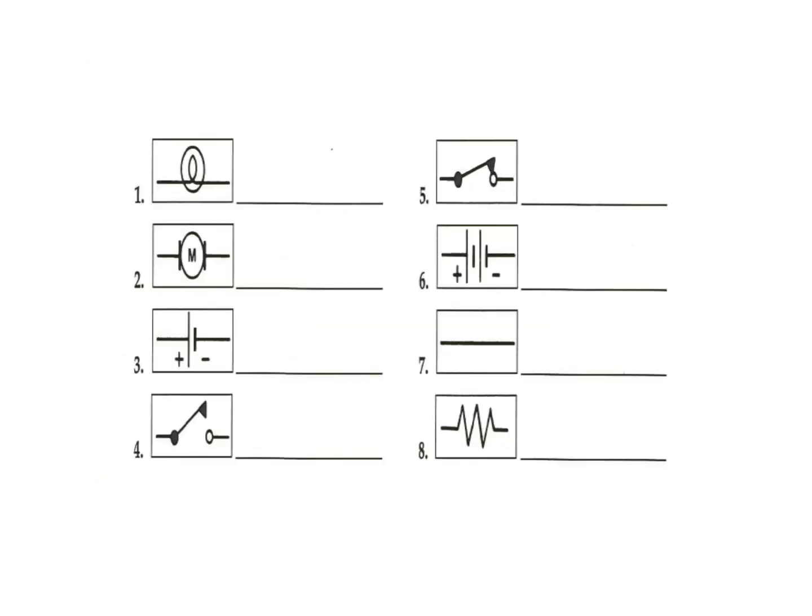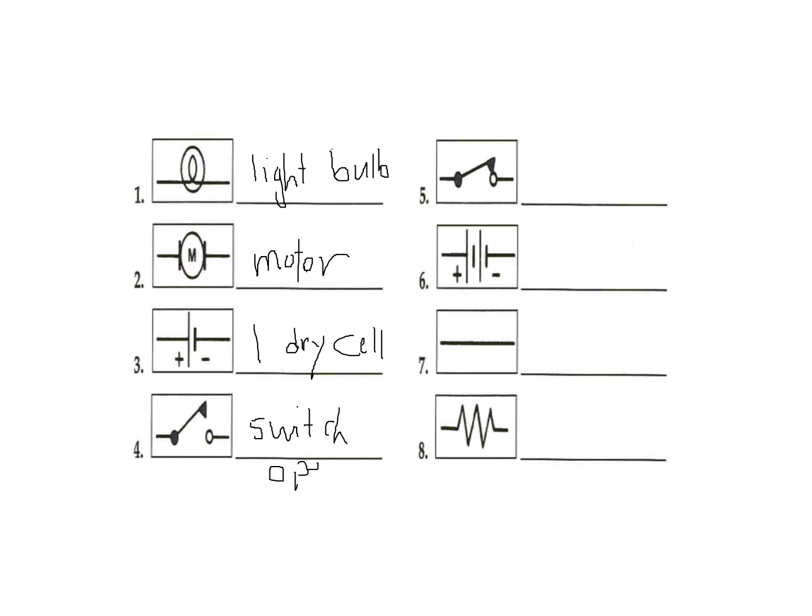So now here in these pictures, we're going to just write down. What does this symbol represent? A light bulb. So instead of me drawing a real light bulb, I use this symbol. This one is a motor. This one is one dry cell. This one is switch open. This one is switch closed.